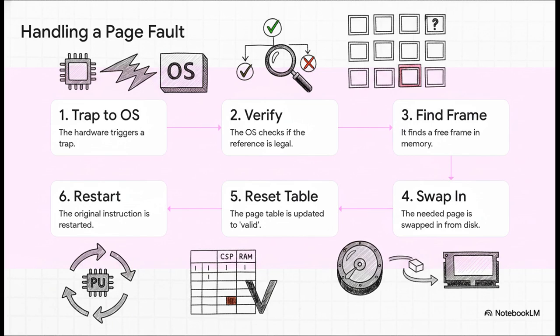And when that happens, the OS has a very specific playbook. First, the hardware traps, which basically means it pauses the program and hands control over to the OS. The OS then checks, hey, was this program even supposed to be touching this memory? If it's all good, it finds an empty frame in RAM, goes and fetches the needed page from the slow disk, and swaps it into that empty spot. Finally, it updates the page table to mark that page as valid and tells the CPU, okay, you're good to go. Try that instruction again.